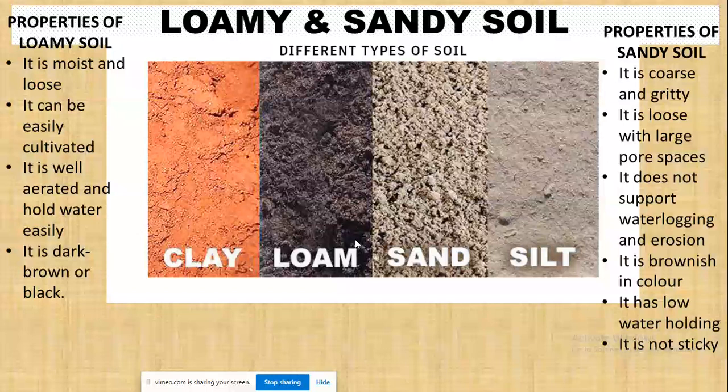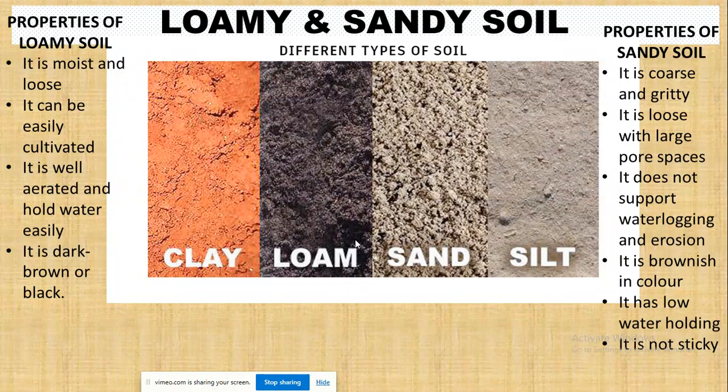It is moist and loose. It can be easily cultivated because of its nature. It is well rooted and holds water easily. It is dark brown or black in color. So some of us can identify loamy soil, and we call loamy soil the best soil that can be used to plant crops.